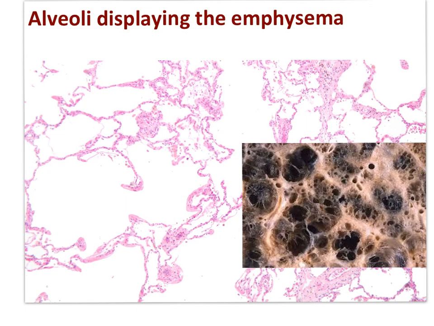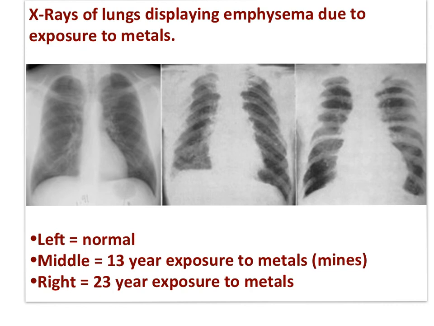Here are 2 micrographs displaying alveoli from someone suffering from emphysema. Notice the gaps in the image where the walls of alveoli have been damaged. Here are X-rays of lungs, a normal lung on the left, and 2 lungs displaying emphysema due to exposure to metals in the middle and on the right.